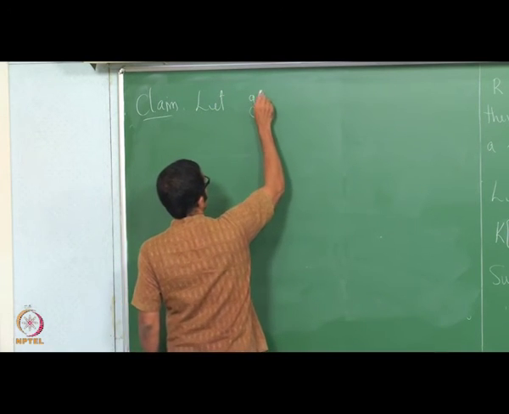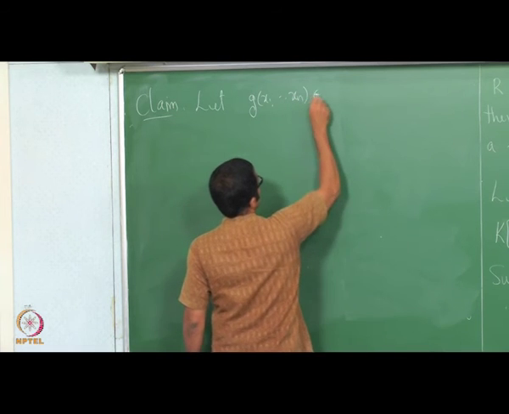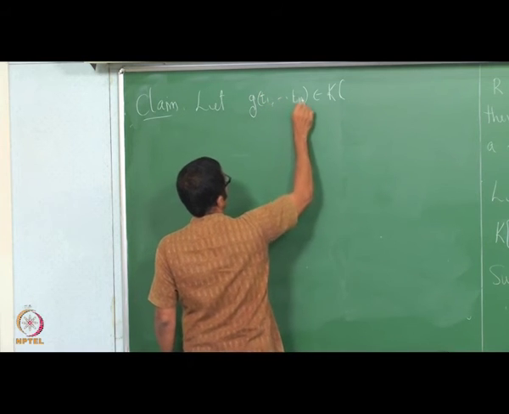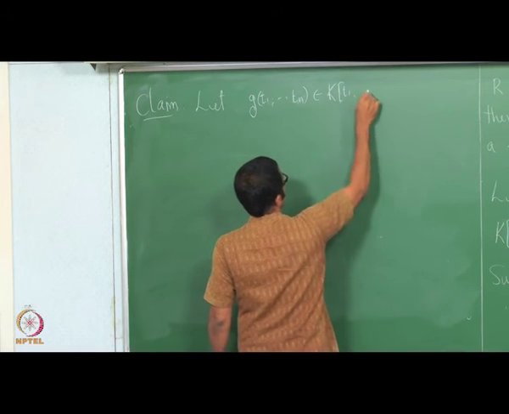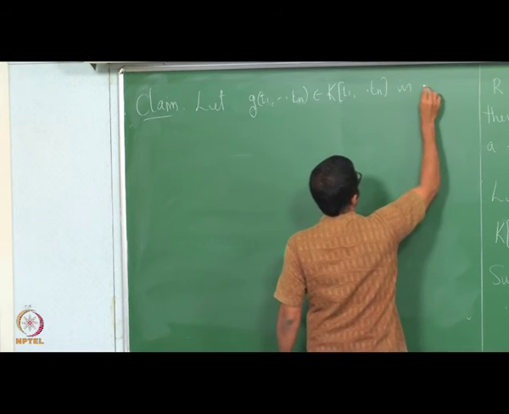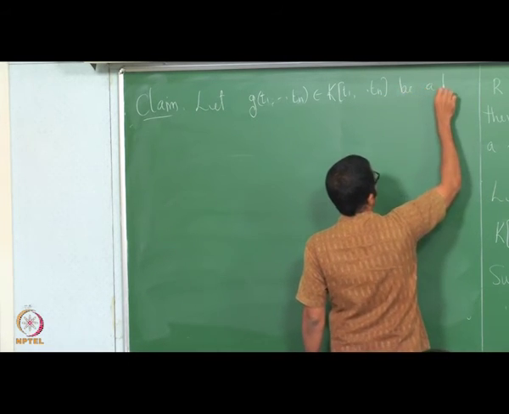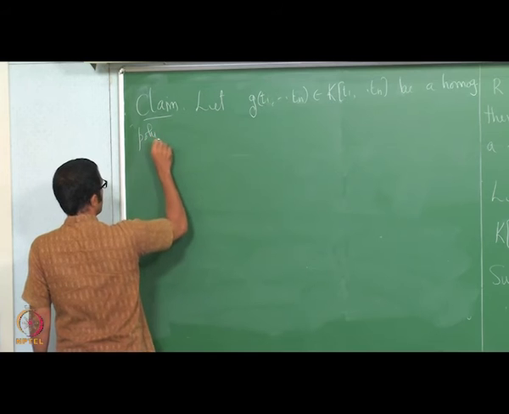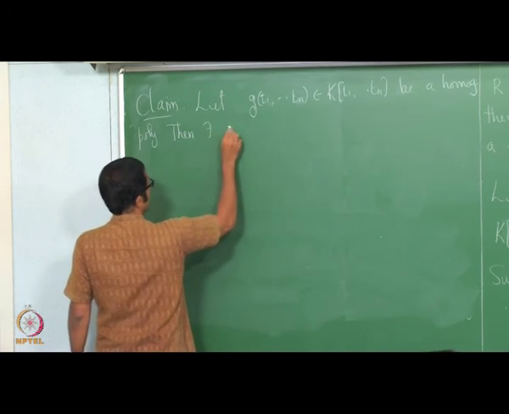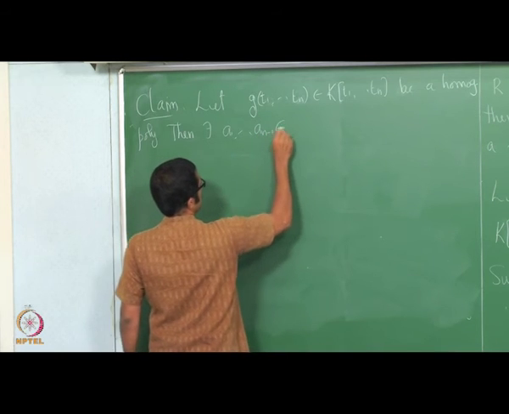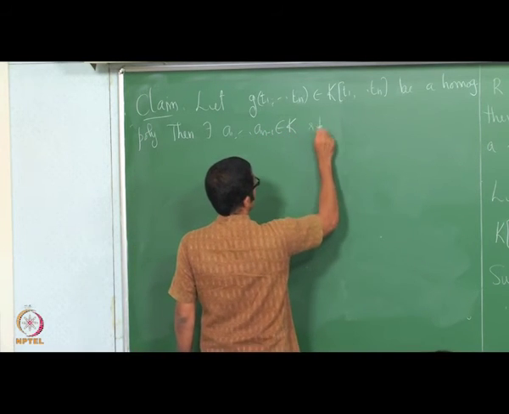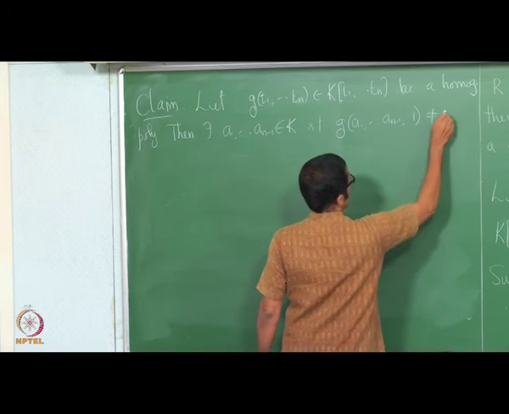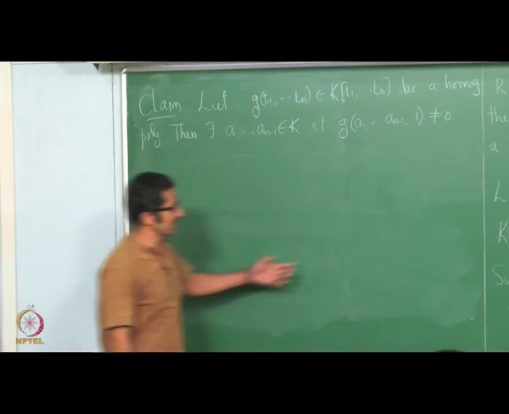Let g of t1 up to tn, in the polynomial ring, be a homogeneous polynomial. Then there exist a1 up to a n minus 1 in k such that g of a1 up to a n minus 1, 1 is non-zero. That is precisely what we want to prove here.